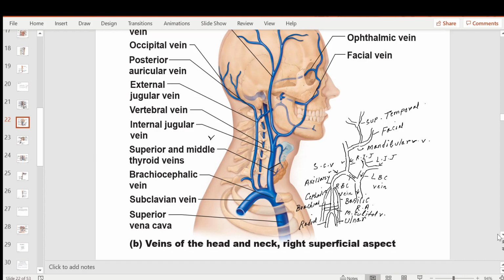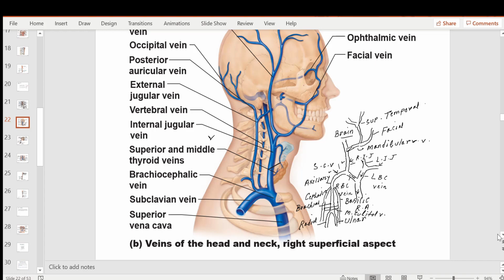So from the facial and superficial temporal veins, blood goes to the mandibular vein, and from there to the internal jugular. Now what happens to the internal jugular itself? It enters into the cranial cavity and receives deoxygenated blood from the brain, the internal part of the head, mainly from the brain. Okay, so that is how the venous system works in the upper part of the body.